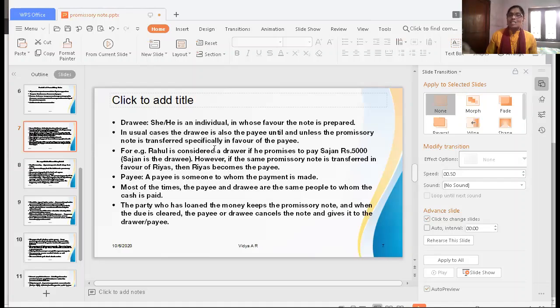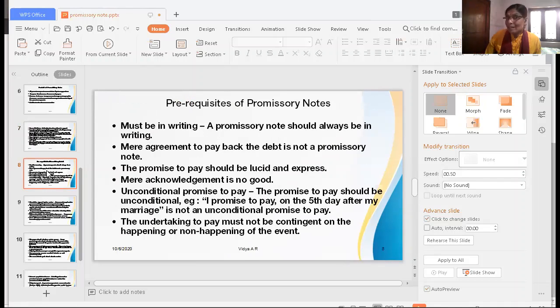And most of the times the payee and drawee are the same people to whom the cash is paid. The party who has loaned the money keeps the promissory note, and when the due is cleared, the payee or drawee cancels the note and gives it to the drawer or the payee, depending upon the relationship between these three people. And what are the prerequisites of a promissory note?